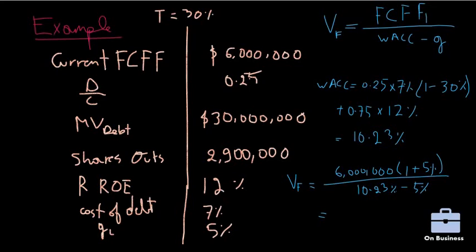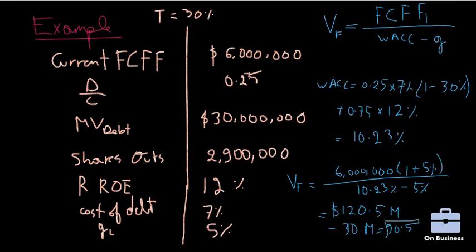and we've got to divide this by 10.23%, which we just calculated, minus g, the long-term growth rate, that's 5%, and we'll get a value of $120.5 million. I net the market value of debt from this, which is $30 million. So I net $30 million from this, and this will give me $90.5 million as the value of equity.